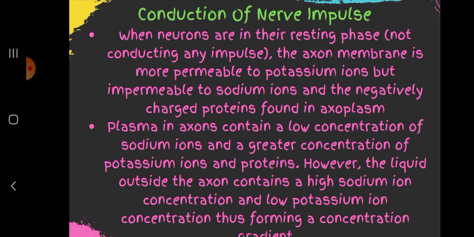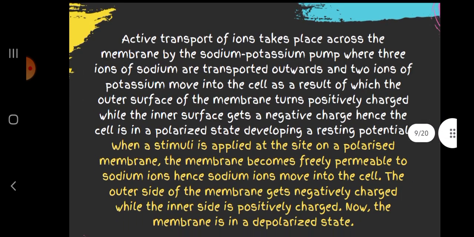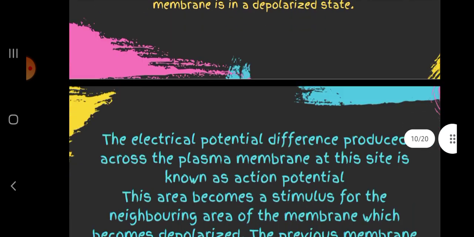Conduction of nerve impulse. When neurons are in their resting phase, the axon membrane is more permeable to potassium ions but impermeable to sodium ions, and the negatively charged proteins found in the axoplasm. The axoplasm contains a low concentration of sodium ions and a greater concentration of potassium ions and proteins. However, the liquid outside the axon contains a high sodium ion concentration and low potassium ion concentration, thus forming a concentration gradient. Active transport of ions takes place across the membrane by the sodium-potassium pump, where 3 ions of sodium are transported outwards and 2 ions of potassium move into the cell, as a result of which the outer surface of the membrane turns positively charged while the inner surface gets negatively charged. Hence, the cell is in a polarized state, developing a resting potential.